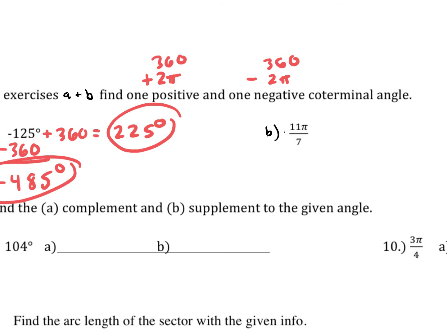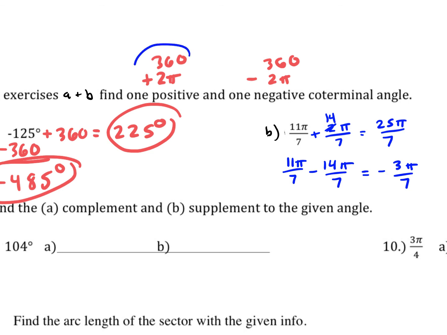We do the same thing for b, but just with the radians. So add 2 pi. When adding fractions, we need our denominator to be the same. So I'm going to make this 14 pi over 7. So just multiply the top and the bottom by 7. So this would be 25 pi over 7. And then I just need to subtract 14 pi over 7. So this would be negative 3 pi over 7.